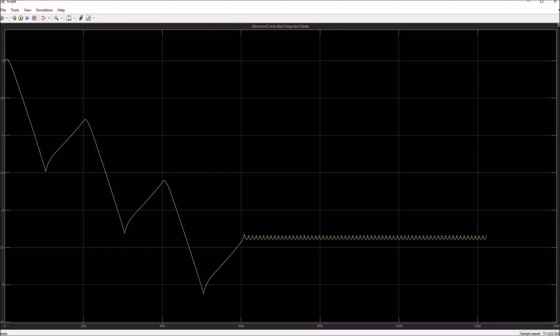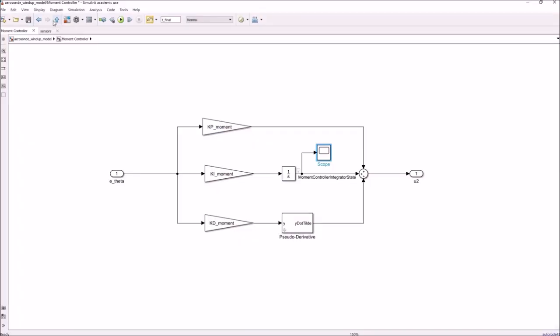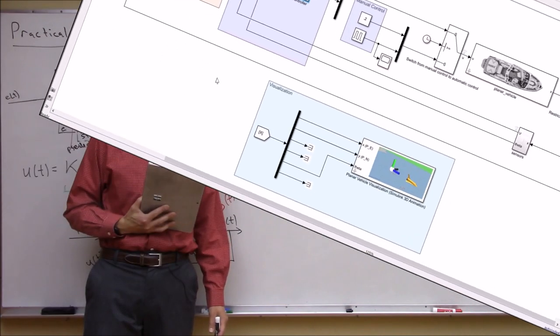So I think it's actually fascinating that this somewhat simple model here is able to replicate and predict this problem that we saw in the more complicated case of the Aerosonde. The power of this simulation is that it shows how this integrator windup can literally come back to bite you and basically drive your system unstable and destroy your vehicle, right? So this is the problem. Now, I guess the question is, okay, how do we solve it?